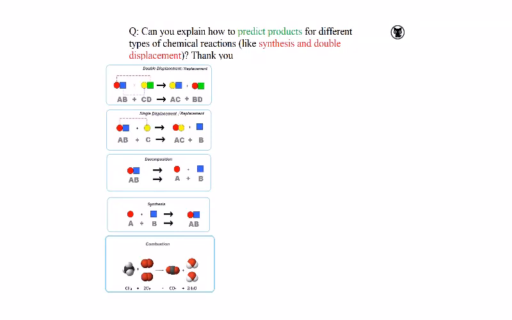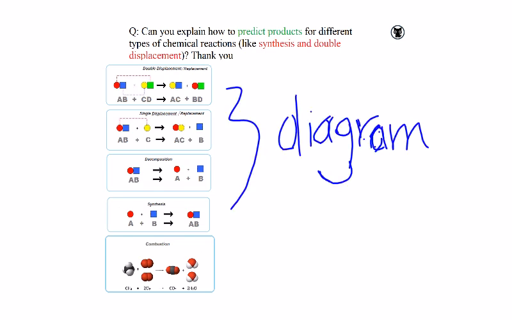Hey guys, so a classmate asked, can you explain how to predict products for different types of chemical reactions, like synthesis and double displacement? So to begin, let's understand what the different types of reactions are. The chart below is a diagram that is there to help us understand the different types of reactions.